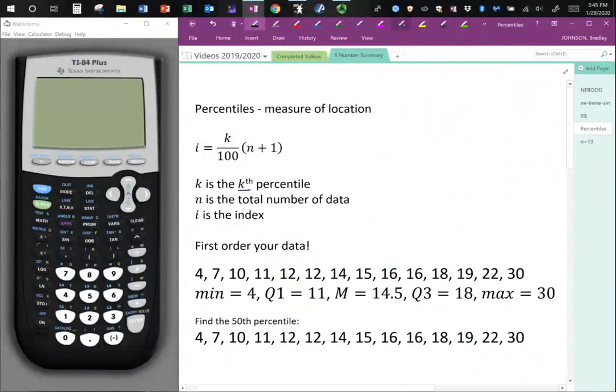Hello, my name is Professor Johnson, and today I will show you how to deal with percentiles. Now, percentiles are a way to measure location. I will be using this formula.